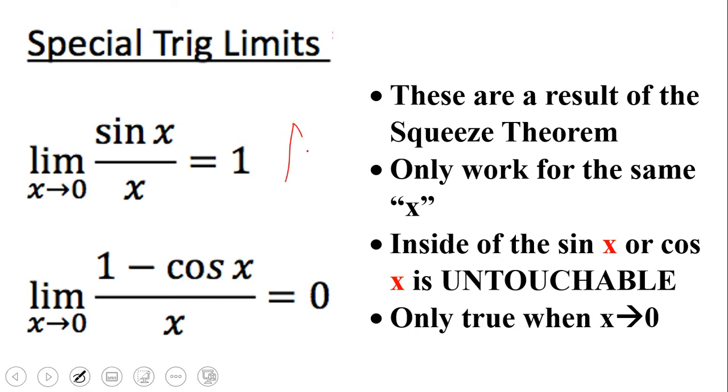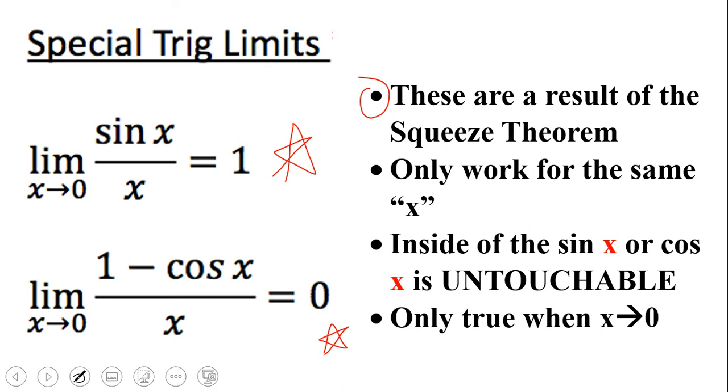So here's the first one. The first one says the limit as x goes to 0 of the sine of x over x is always going to be equal to 1. The second one says that the limit as x goes to 0 of 1 minus the cosine of x over x is always going to be equal to 0. So again, these are direct results of the squeeze theorem. As long as you know that these two formulas exist, that's really all you need to know.